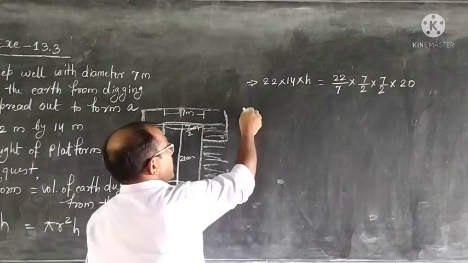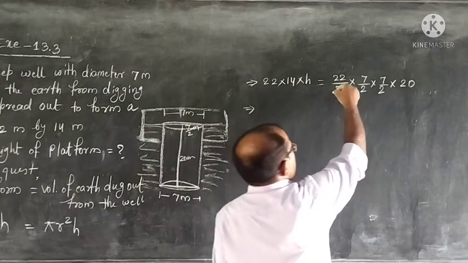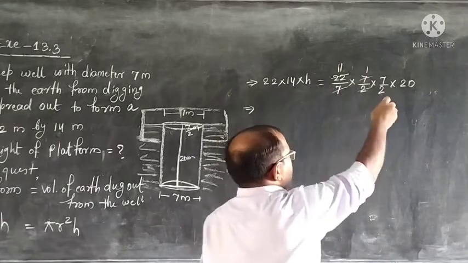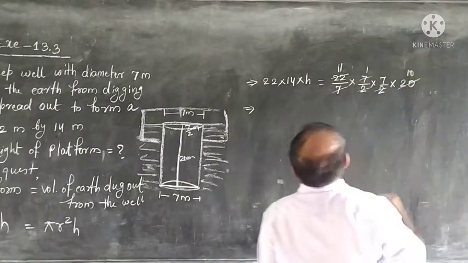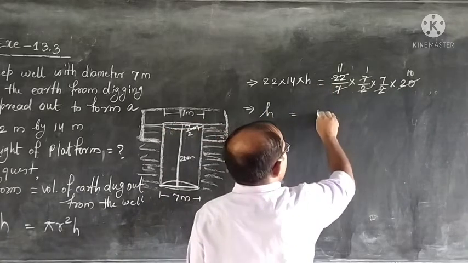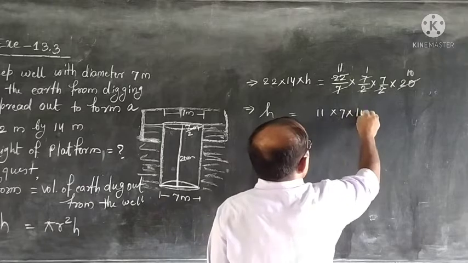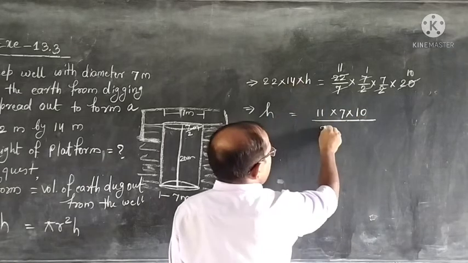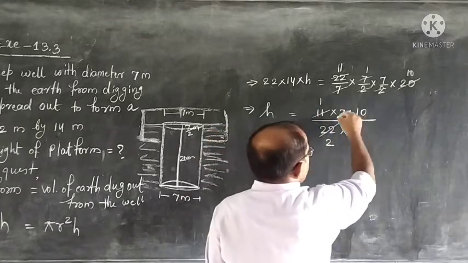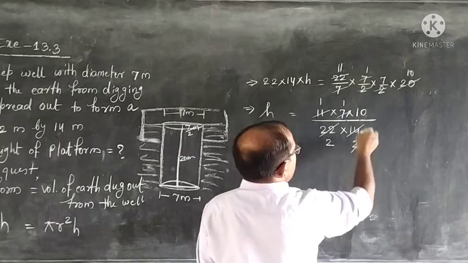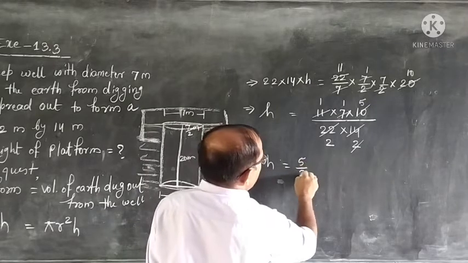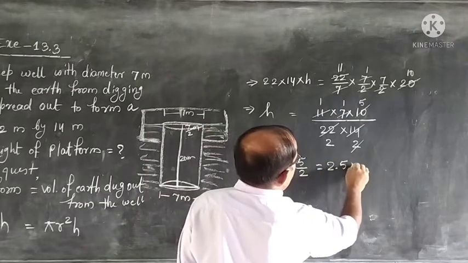Now, we need to simplify. Here it is possible to cut 7 and 7, again 2 1s are 2, 11s we can cut, 2 10s are we can cut. 22 into 14 we take to the RHS, remaining here 11 into 10, 7 into 10 by 22, and 14 comes in the denominator. 11 1s are 11, 2 11s are 22, 7 1s are 7, 2 7s are 14, 2 1s are 2, 5s are. So, the height of the platform is 5 by 2 or 2.5 meter.